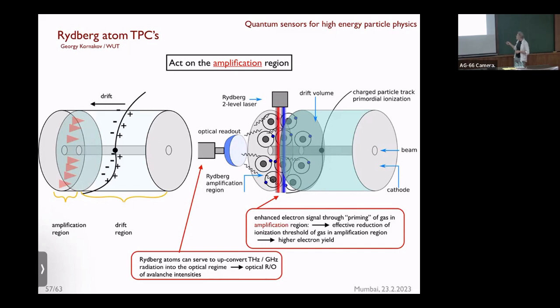So this means you can either have more electrons, better signal to noise ratio, or you can work with a lower voltage. For the same amount of signal, you need less voltage to accelerate the electrons because they will ionize anyhow. And so that means that you produce less ions and that you get less drift back into the original region. So those are the two possibilities that you would get.